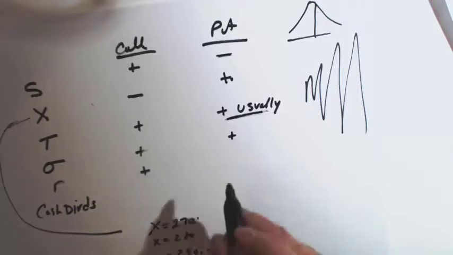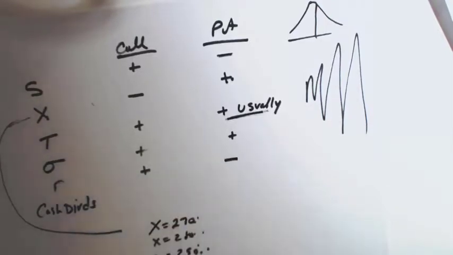Now with a put, the opposite happens. It's a negative sign. I haven't really explained that. It's in the notes. Here's how to look at it. If you are bearish on a stock, there's two things you could do. You could short the stock, or you can buy a put. Okay, short the stock or buy a put.